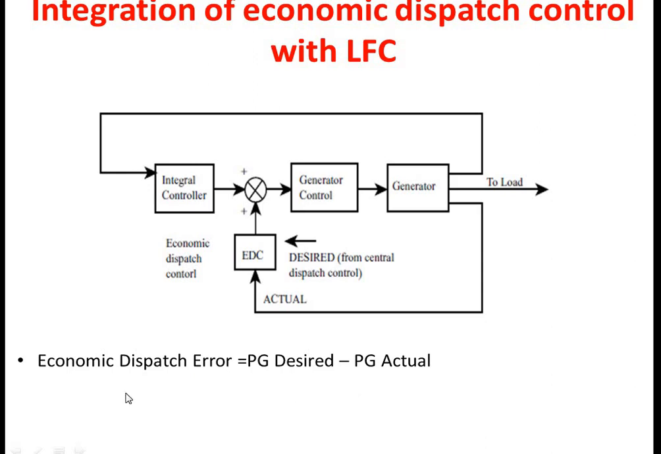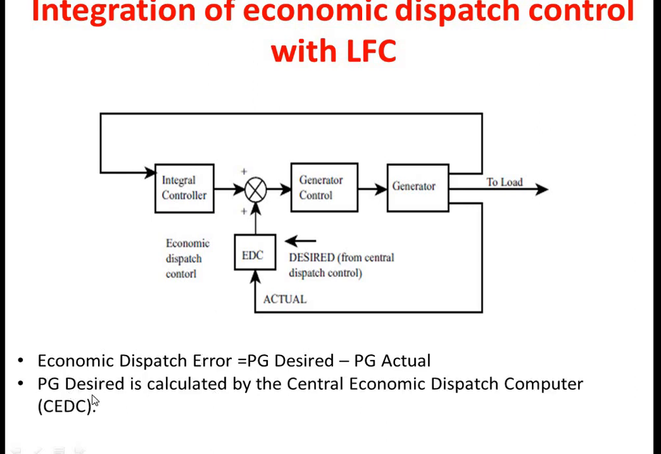So in order to reduce such economic dispatch error, the purpose is that we have to maintain a power balance. If not, we are calling that an economic dispatch error. So we have to reduce that error to zero. It means we have to maintain a power balance. We are adding one control called economic dispatch control, and we treat this as a tertiary control in low frequency.